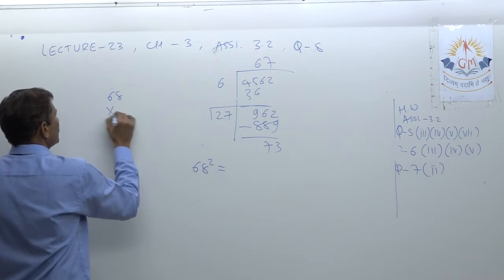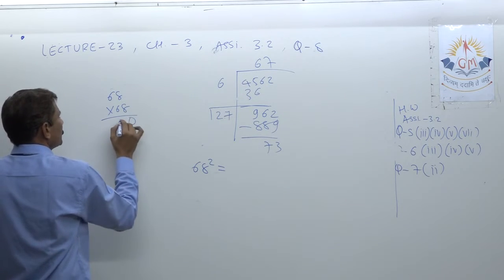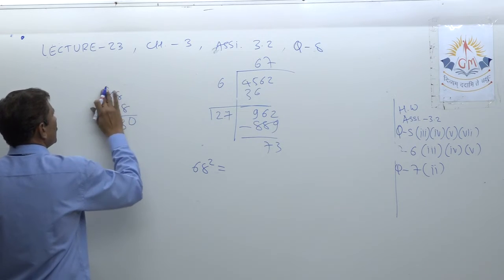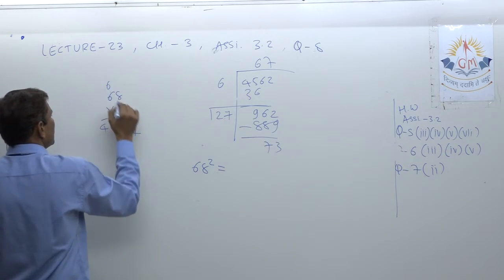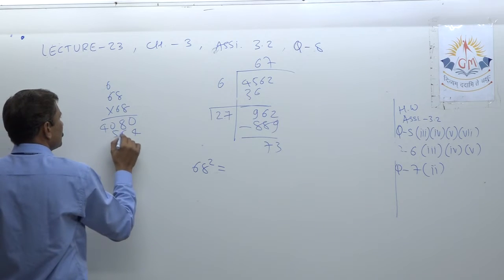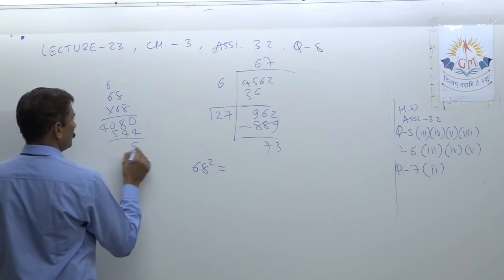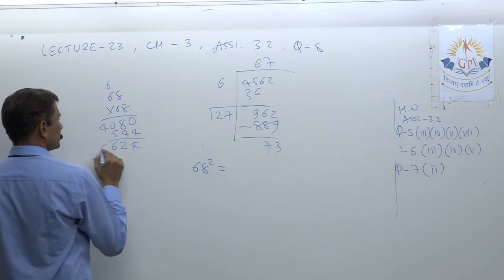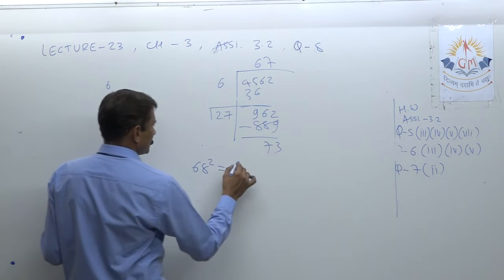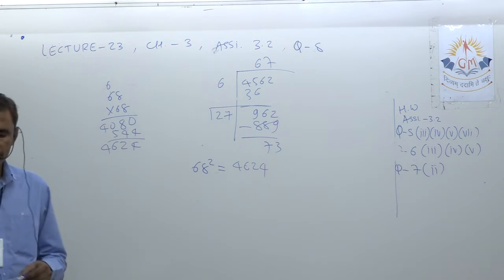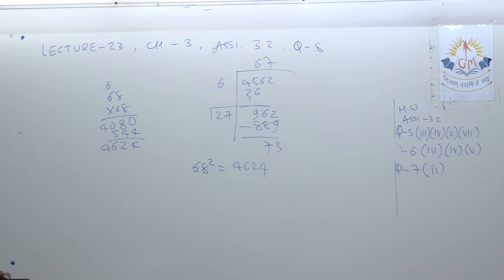68 into 68. 8 6s are 48. 4, 6 6s are 36 plus 4, 40. 8 8s are 64. 6 8s are 48 plus 6, 54. So it is 4, 12, 6, 4. So it is 4624. Okay, we counted 68 square. So we have to reach there only.